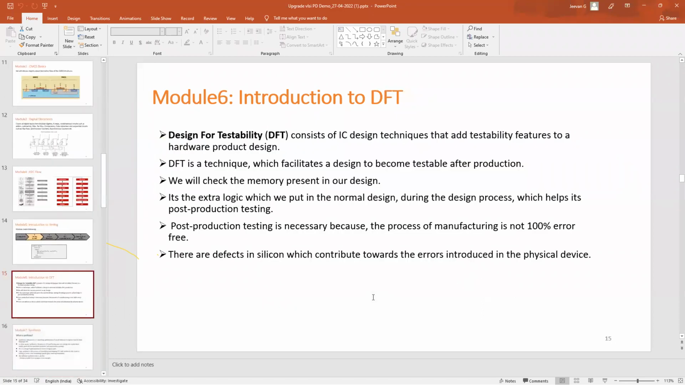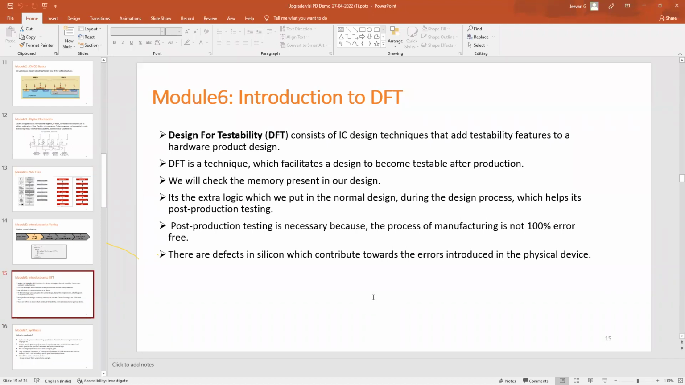As module 6, introduction to DFT. What does DFT really stand for, how is it useful, what are the stages in DFT, and which stages are useful for a physical design engineer? We're going to see all these things in module 6 in the lab and technical sessions.